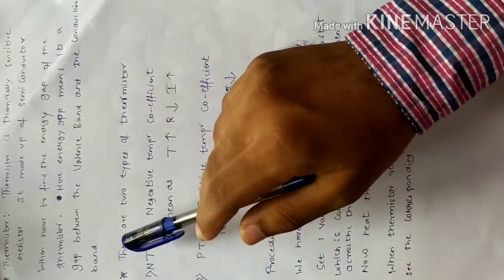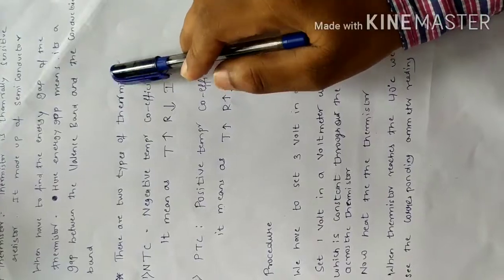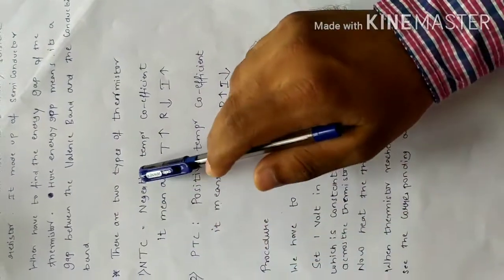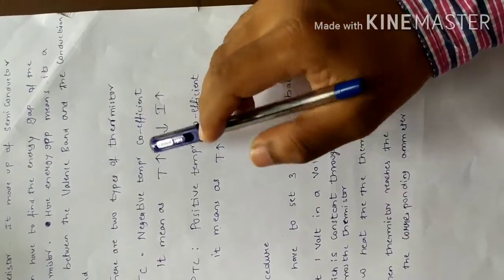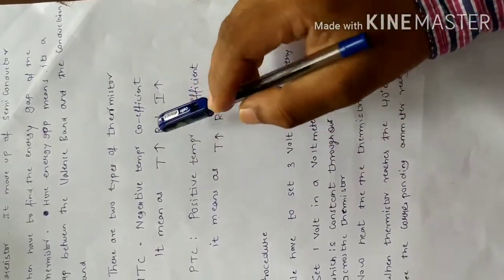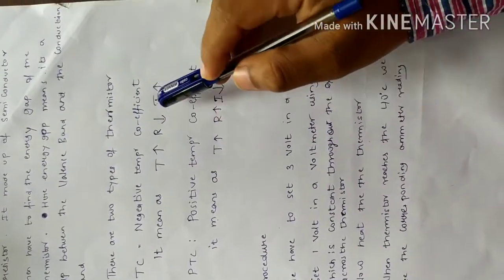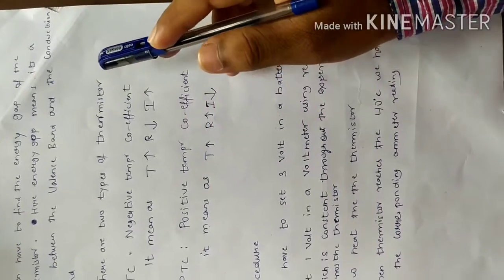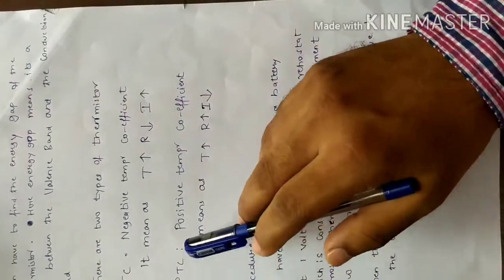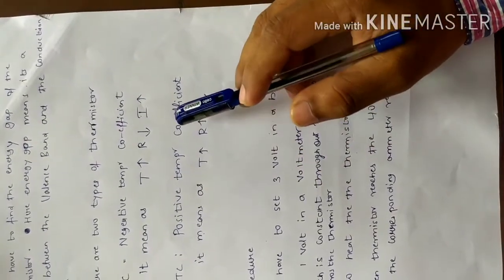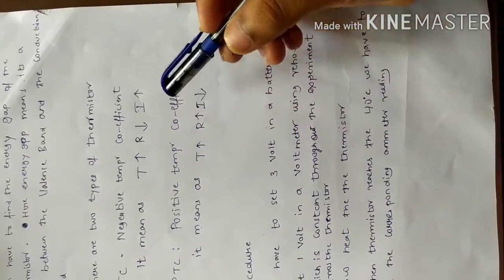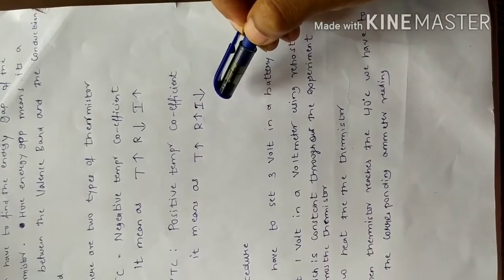And there are two types of thermistor. One is NTC, which means negative temperature coefficient. In that thermistor, as the temperature increases, the resistance decreases and the current increases. In a positive temperature coefficient thermistor, as temperature increases, resistance also increases and the current decreases.